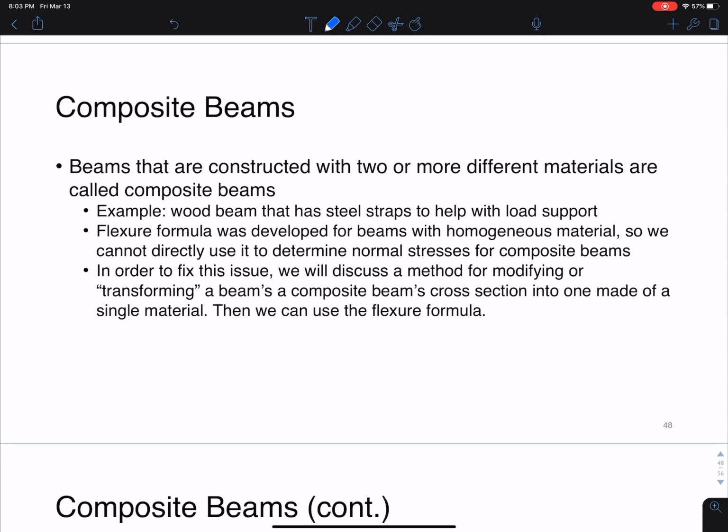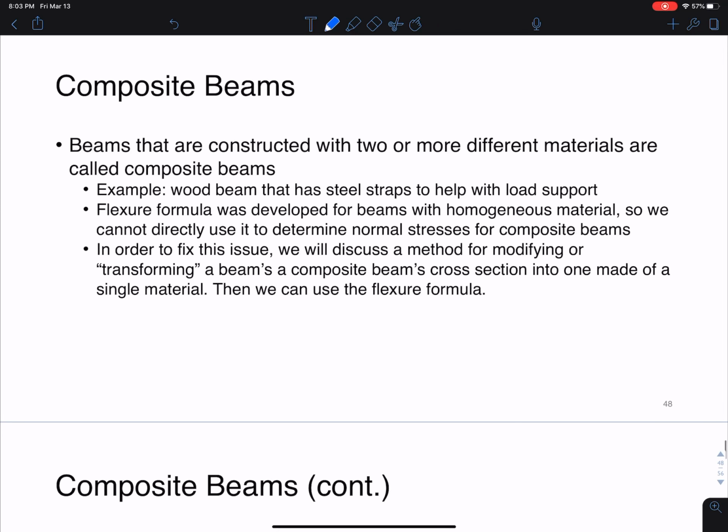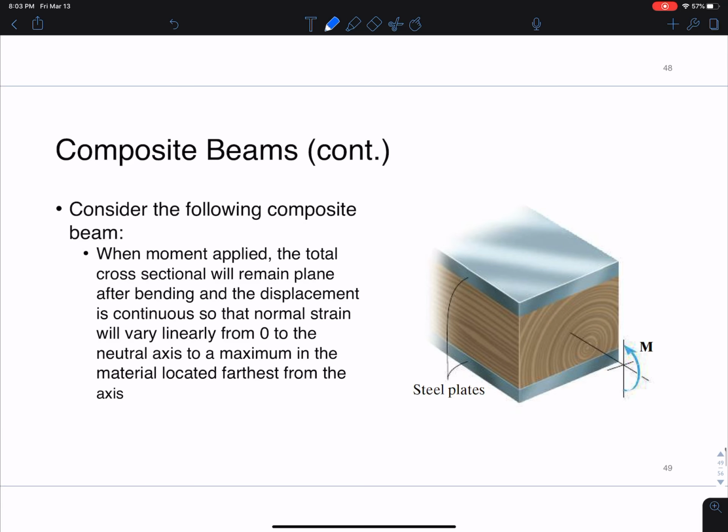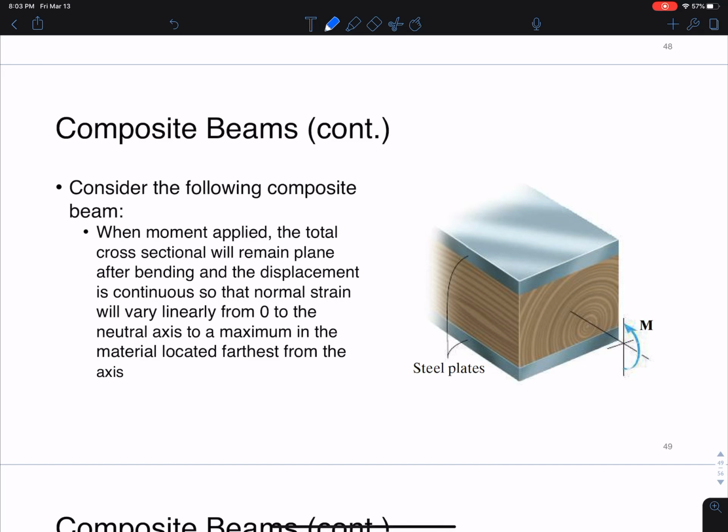So what we can do to modify or transform a beam's composite section is we can take whatever the area is of the second material and transform it into an area of the first material, okay? So that might sound really weird and really confusing, but I will show you an example and you'll see how simple that can be. Okay, so consider the following composite beam. What we have here is 2 steel plates that have been attached to a wooden beam.